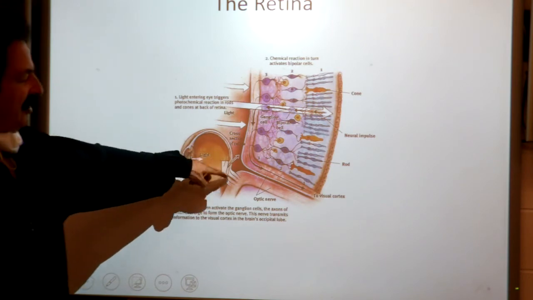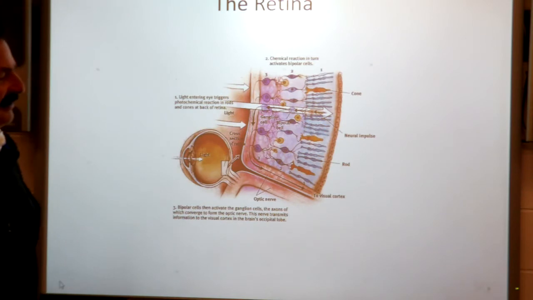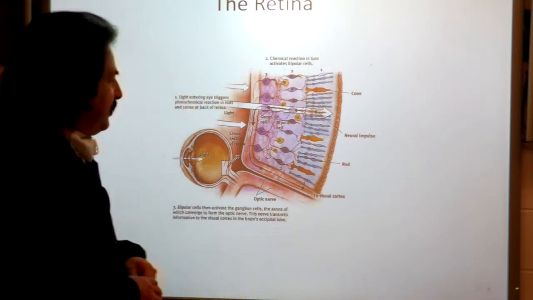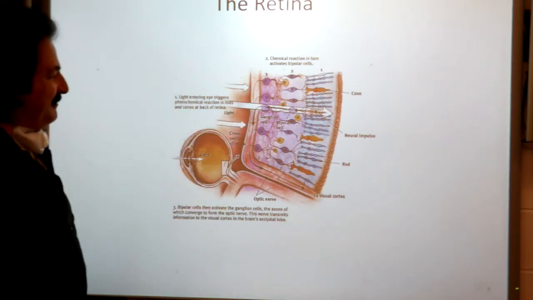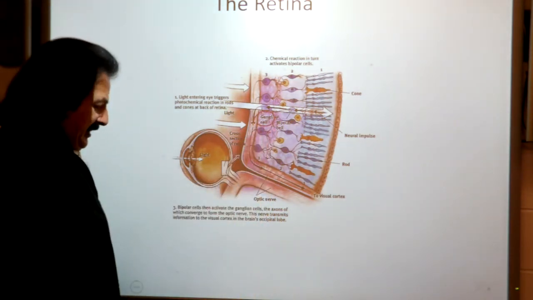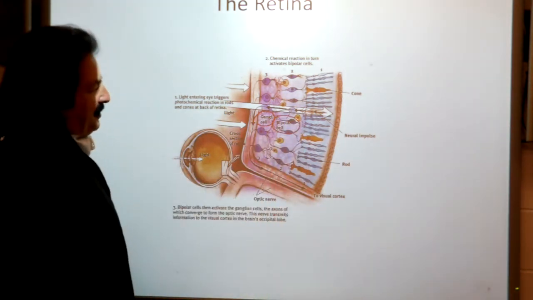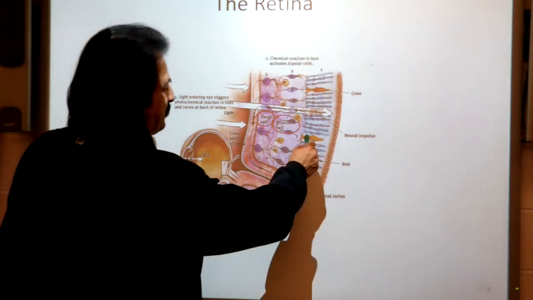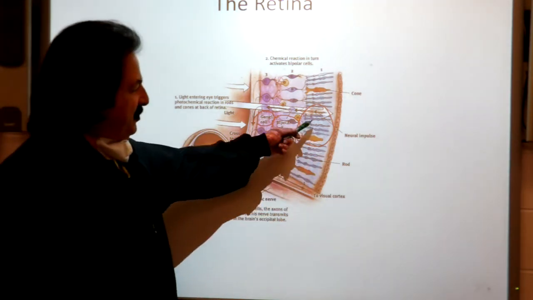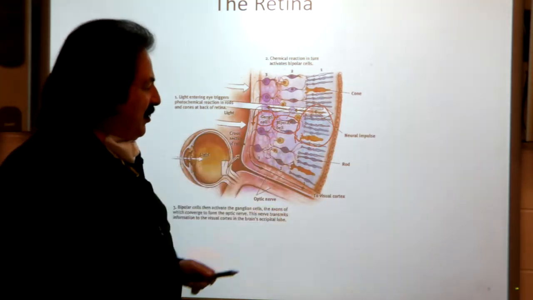All right. So in a cartoon right here, we're taking this little swath of cells right here, and I'll use green, hope it shows up. So light comes in, and the first cells that it hits are the ganglion cells. Right here, ganglion cells. That's in red. Then it hits these cells, the bipolar cells. Then it hits what we call the photoreceptors. And the photoreceptors are made up of two kinds, rods and cones.